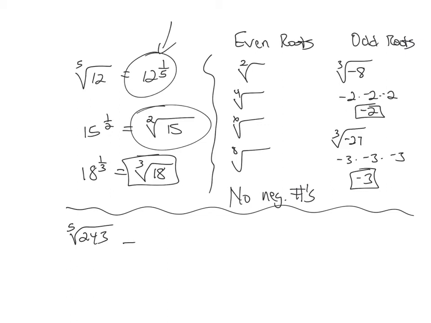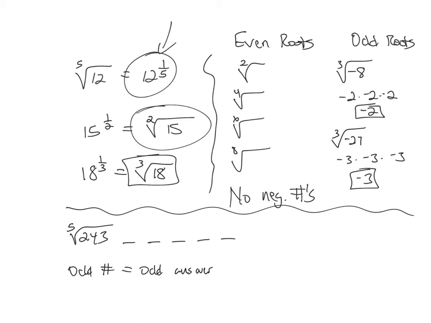So it wants to know what times what times what times what times what, like 5 times, to get 243. Okay, so here's the deal to help with the guessing part of it. If the problem is odd, so 243 is an odd number, then an odd number equals an odd answer: 1, 3, 5, 7, 9, and so on. Even numbers make an even answer.